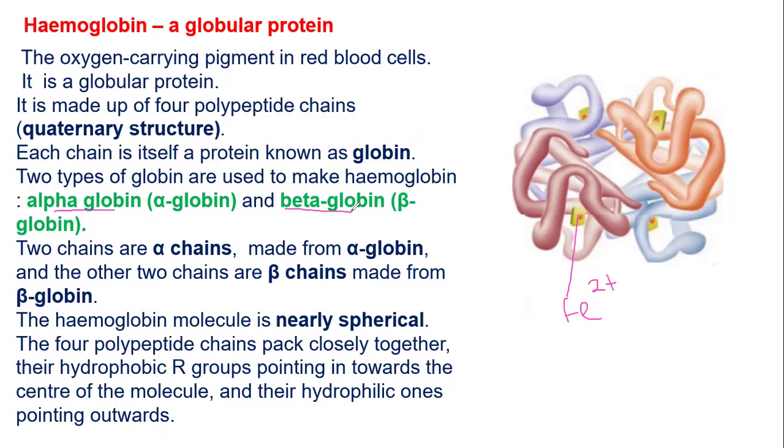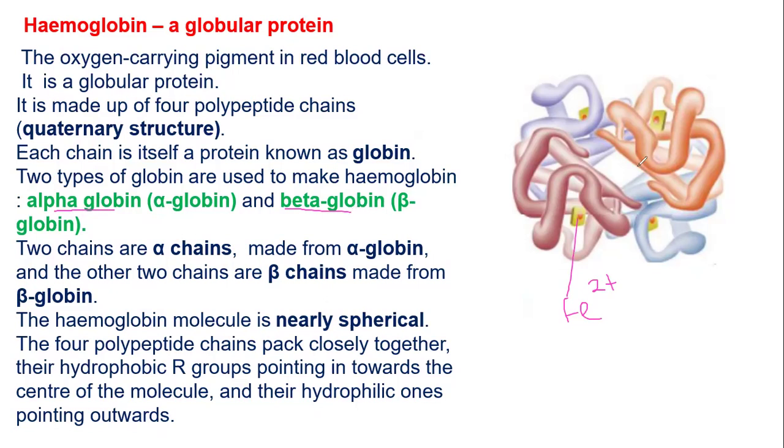No, they are totally different. So alpha globin is a special type of protein, and even beta globin is also a type of protein. So those 2 proteins are the ones that make up hemoglobin. So hemoglobin has two polypeptide chains made from alpha globin, and the other 2 polypeptide chains made from beta globin.